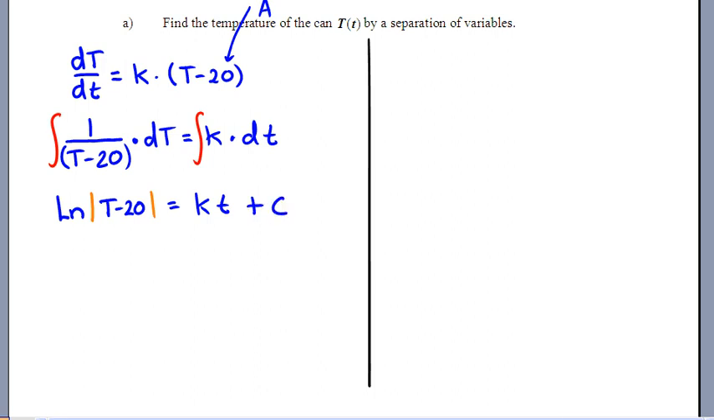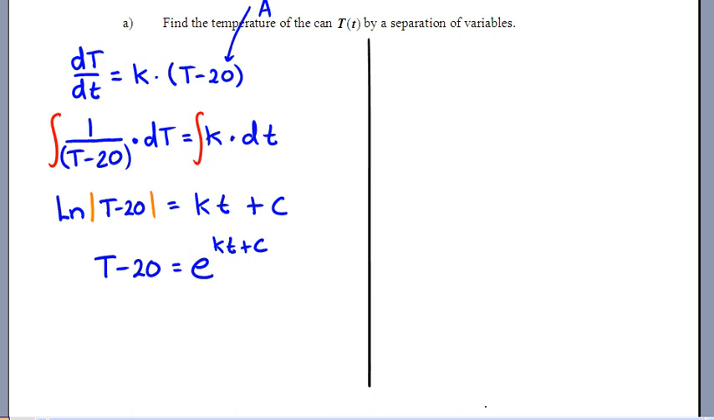Okay, well, that's all very nice, but I want to know what capital T is. And I'm not worried about the absolute value bars because this is going to be a positive number. Okay, I'm going to now go and exponentiate both sides. I don't want to look at the ln of capital T. So if I exponentiate, T minus 20 is equal to e to the kt plus c.